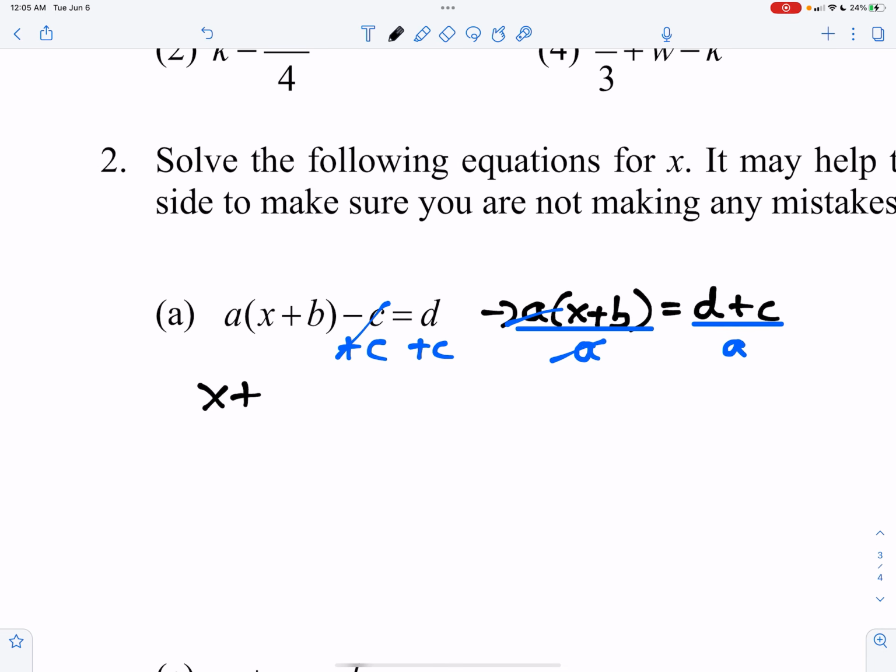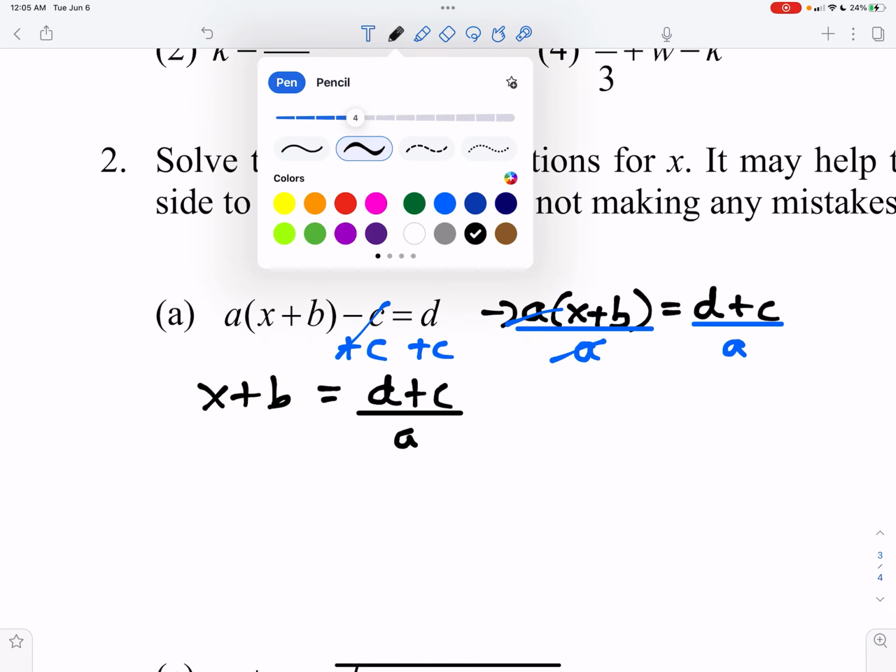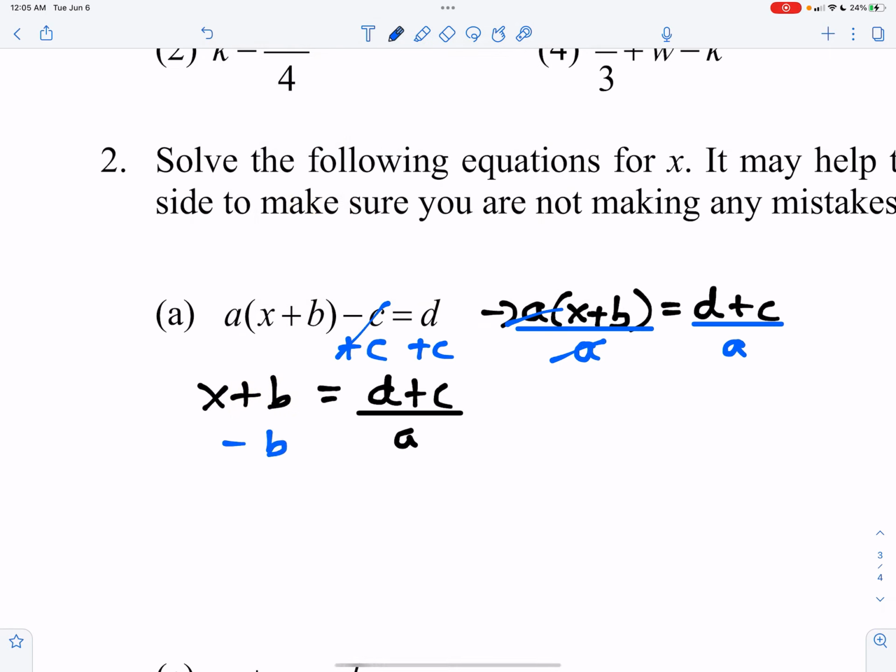And I get x plus b equals d plus c divided by a. One last step. We're almost done. I just have to get rid of that plus b. So the opposite of adding b would be subtracting b from both sides. And I get x equals d plus c over a minus b.